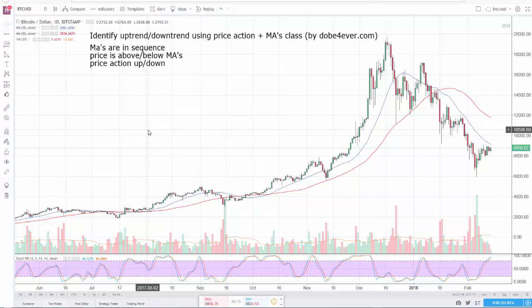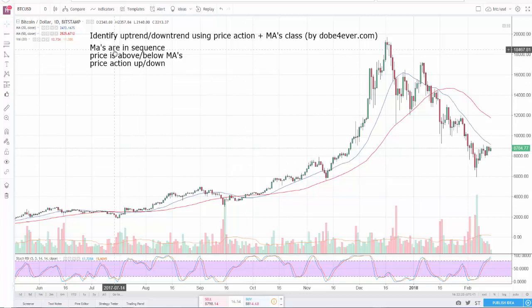Hello guys, and welcome to this class on how to identify uptrends or downtrends according to technical analysis. Basically, I have 3 points here. These 3 things have to be true for the price to be in an uptrend, for example, and then I will say the same for the downtrend. It's basically the same but inverse.